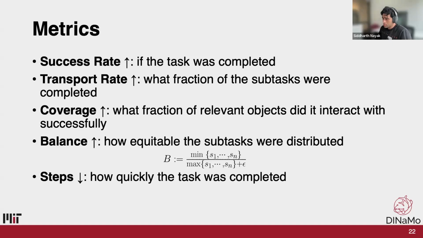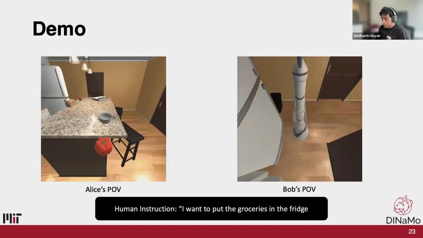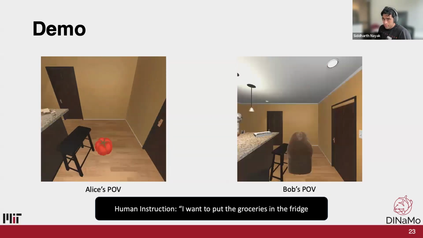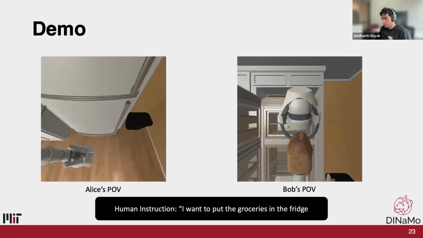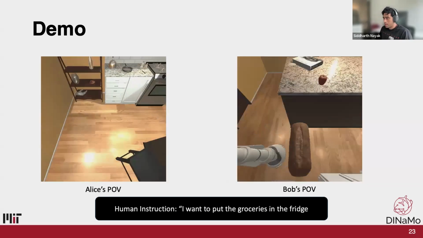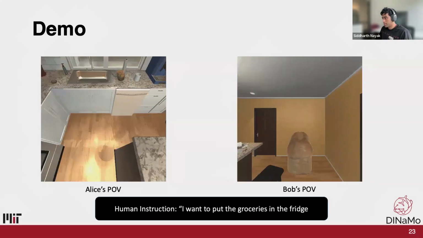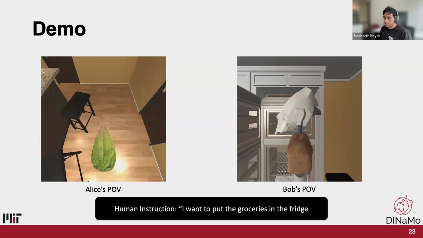And also the number of steps, which is basically that you want to finish completing this thing as quickly as possible. So before I go on to the comparison, I want to show a demo where the human instruction was I want to put groceries in the fridge, which was the same example that I showed previously. And you have these two different robots trying to put relevant objects in the fridge.